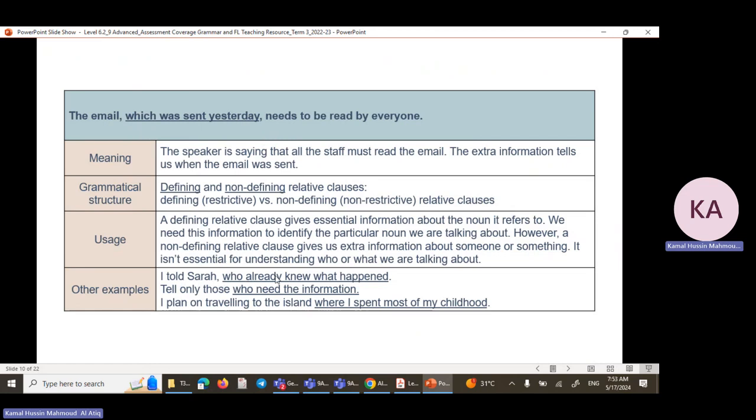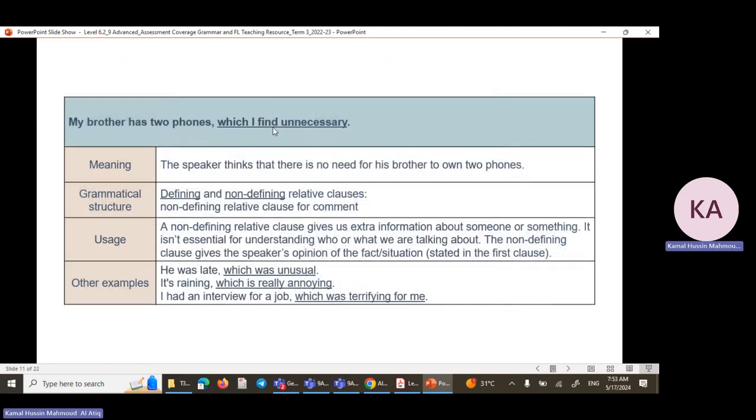Sarah, who? Person. We use who only for people. I'm talking about people. I planned on traveling to the island where, place. Next, for example, my brother has 2 phones. I'm talking about the phones, not about my brother, so I have to use which.